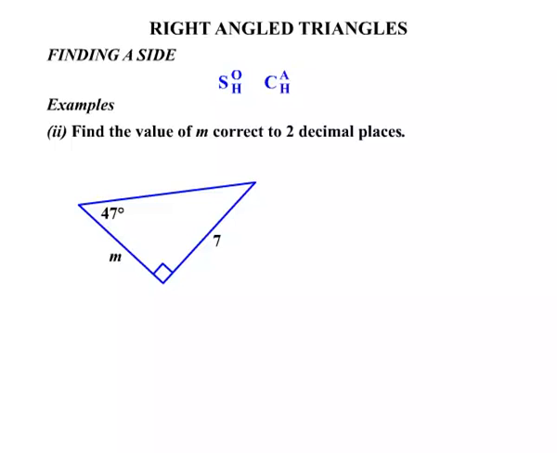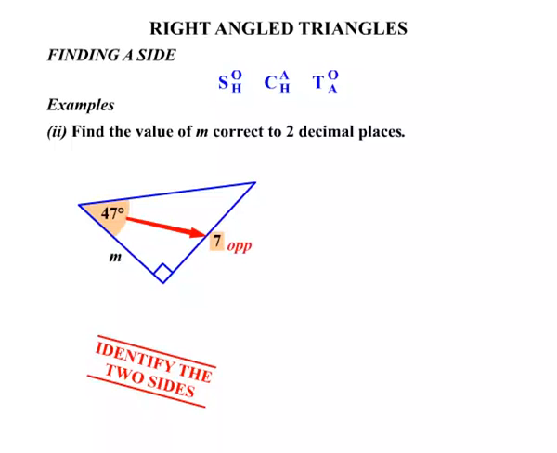Again, some old hags can't always hide their old age. Identify the two sides. Well, there's the 47 degrees. Directly opposite that is the opposite side there. And that m is next to it. Another word for next to is adjacent. So we've got opposite and adjacent. So this time, tan. So we're using tan.